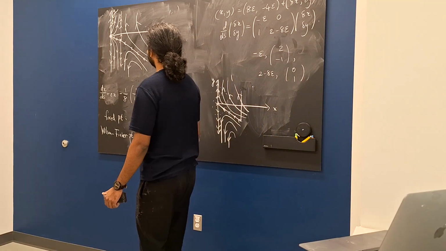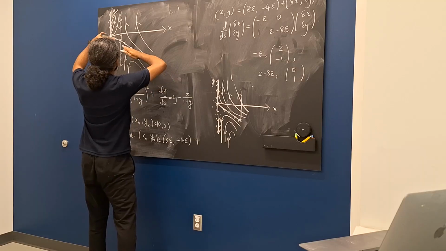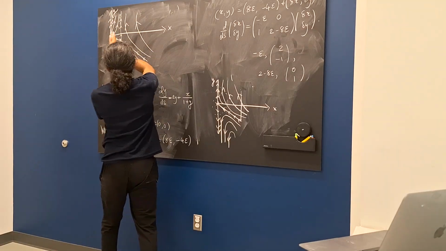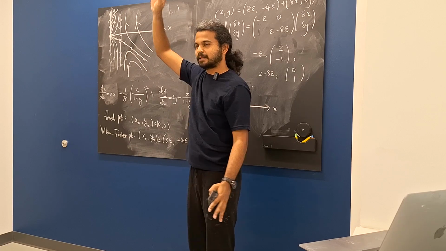So we should have had a color chalk. Along this direction, we have a converging flow. Along this direction, we have a diverging flow. So let's think about the physical picture again.